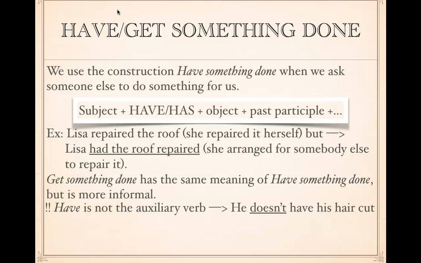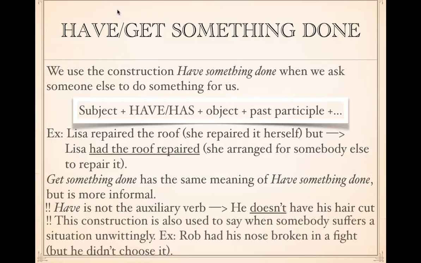The form with "get something done" has the same meaning as "have something done," but is more informal. Keep in mind that "have" is not the auxiliary verb in this sentence. So if we want to form a negative or an interrogative sentence, we have to use another auxiliary verb. For example, "He doesn't have his hair cut."